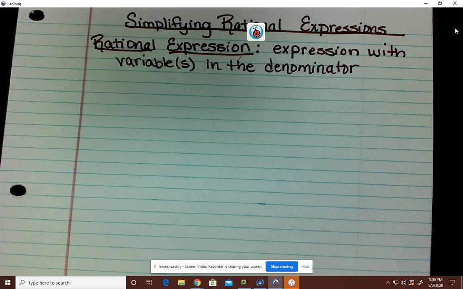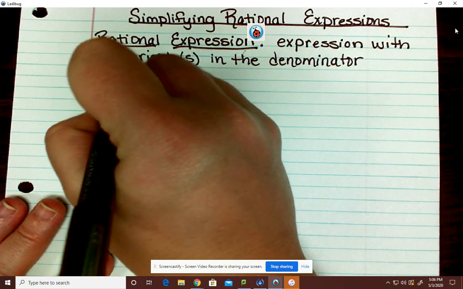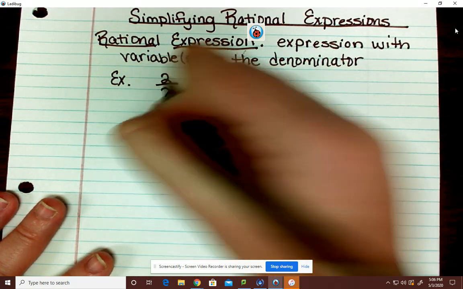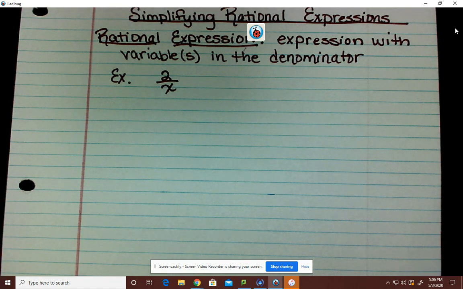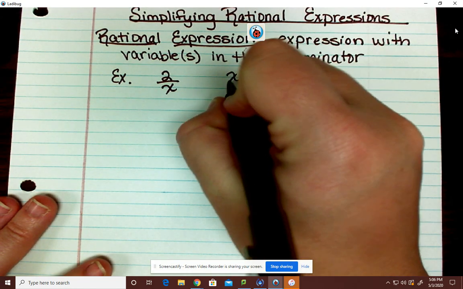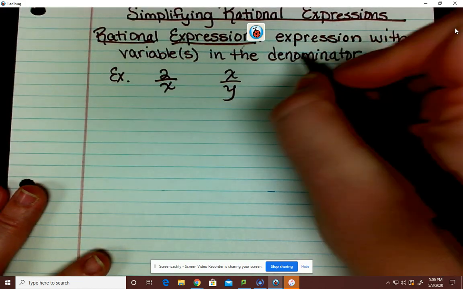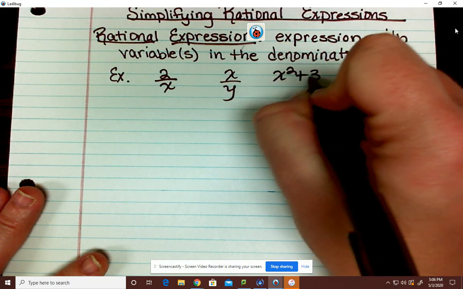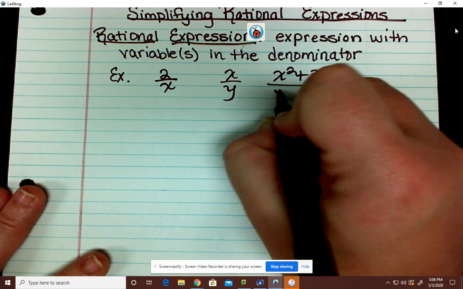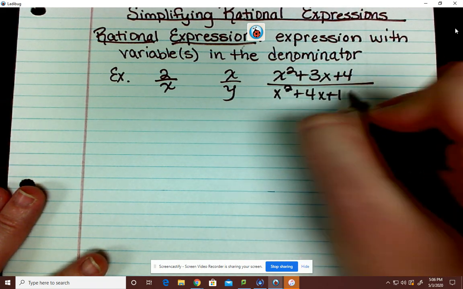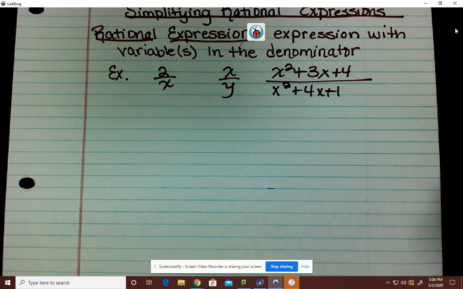So that means we have a denominator, that means we're looking at things that look like fractions. Some examples of what a rational expression is: 2 over x. There's a variable in the denominator. That's a rational expression. X over y. That's a rational expression. We'll be looking at some more complex ones like x squared plus 3x plus 4 over x squared plus 4x plus 1, and we're going to look at how to simplify with this.